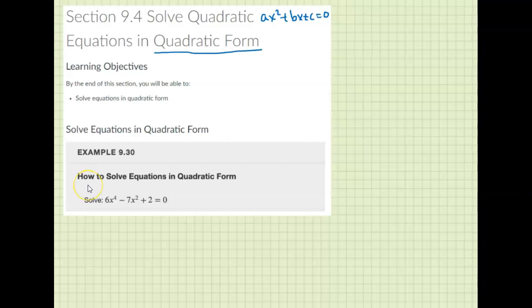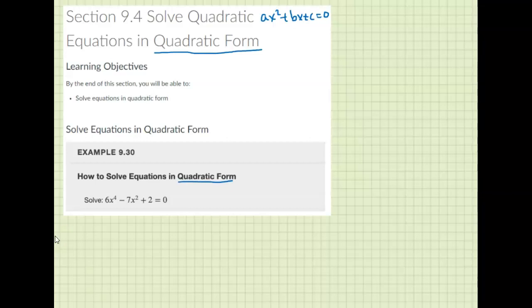Alright? So let's look at this example. I have 6x to the 4 minus 7x squared plus 2. You know it's quadratic form if you have three terms, like usual, your trinomial, and if the highest exponent is 2 times the middle exponent, then it's quadratic form. Okay? So you can proceed the same way.